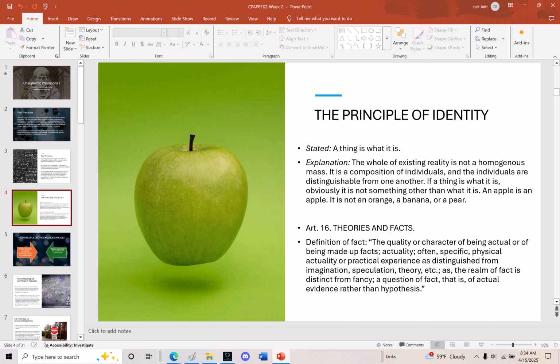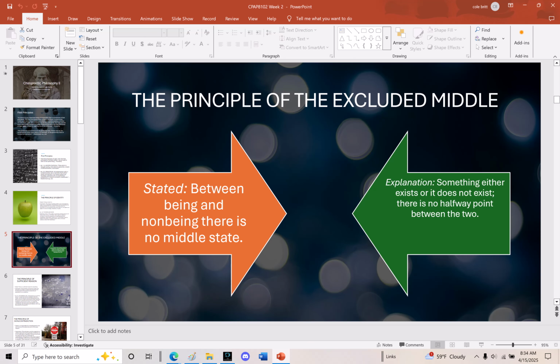Then there's the principle of the excluded middle. Between being and non-being, there is no middle state. It either exists or it doesn't exist. There is no in-between. That's the whole principle.